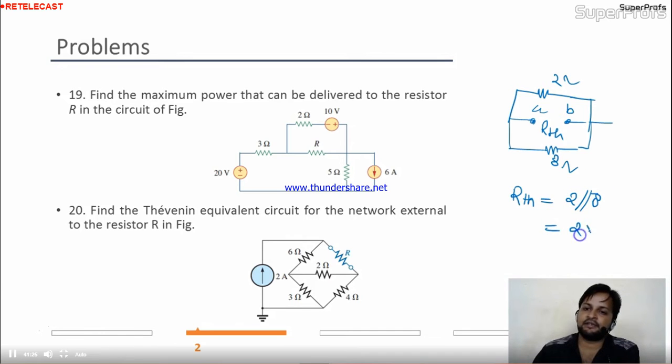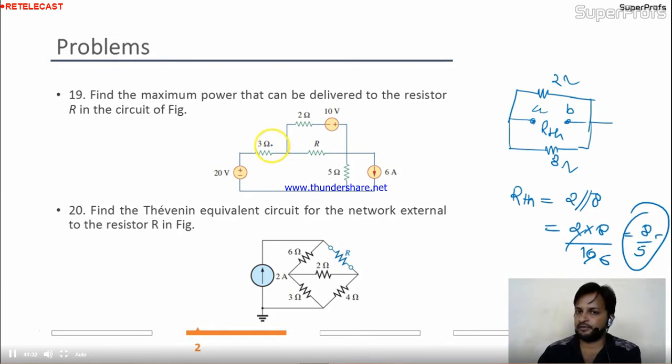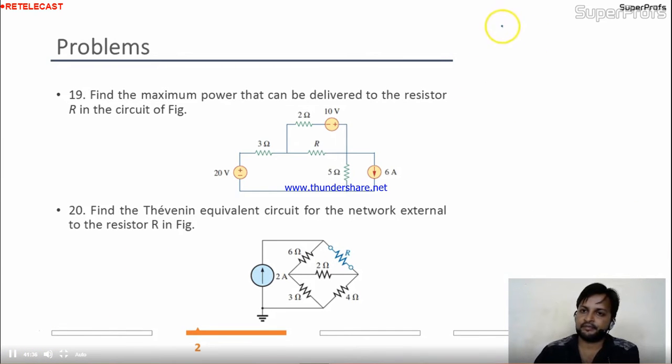It means 2 into 8 divided by 10, which is nothing but 8 by 5 ohm. This is 8 by 5 ohm, your R equivalent for this circuit. 8 by 5. Correct?